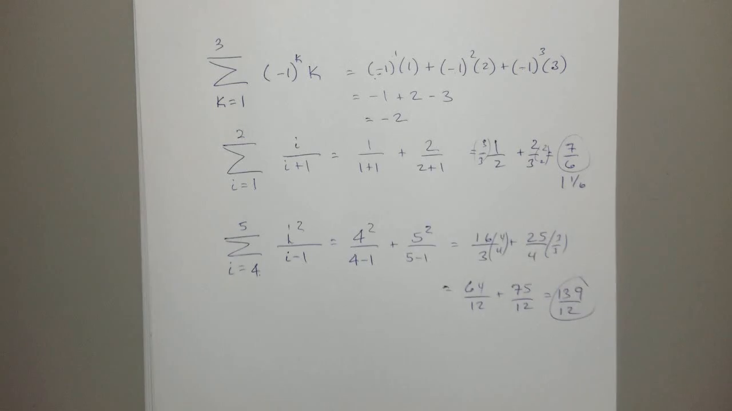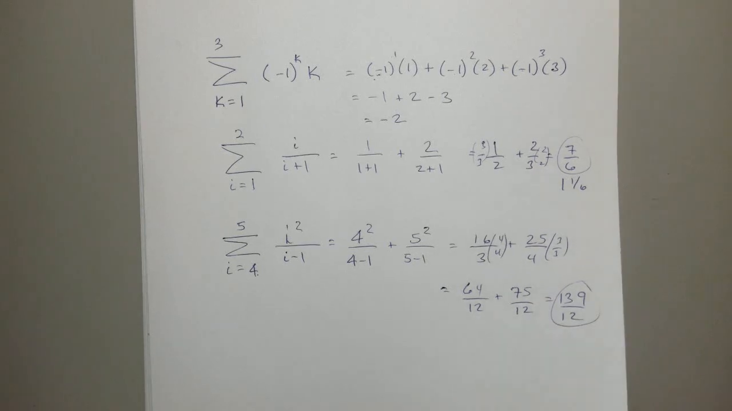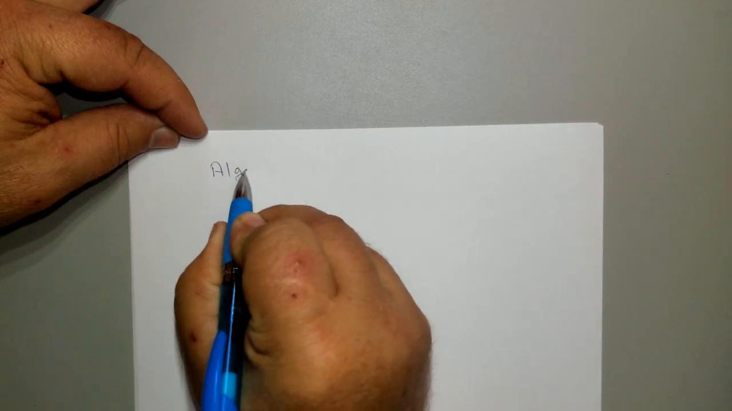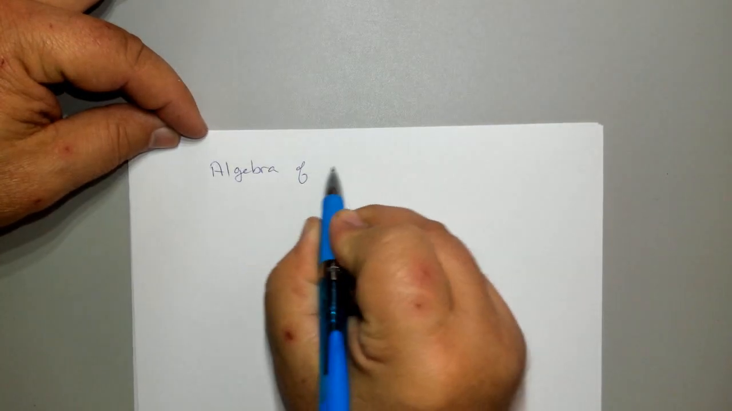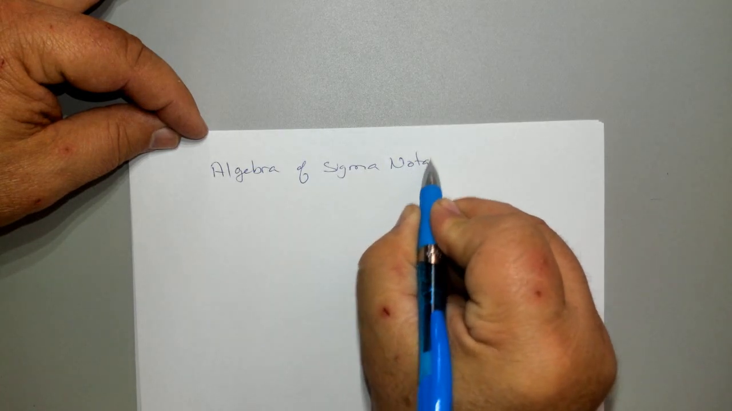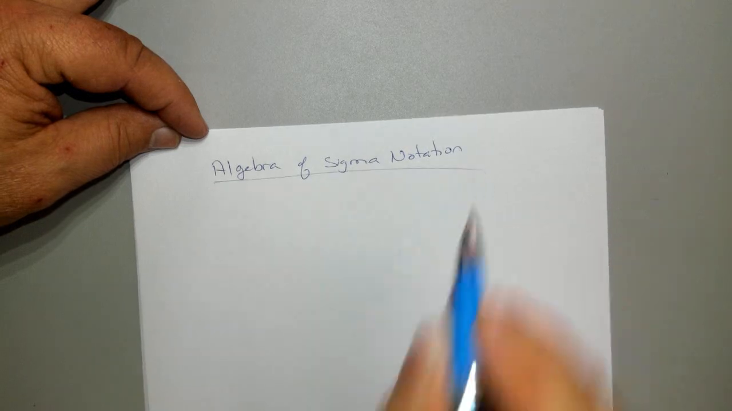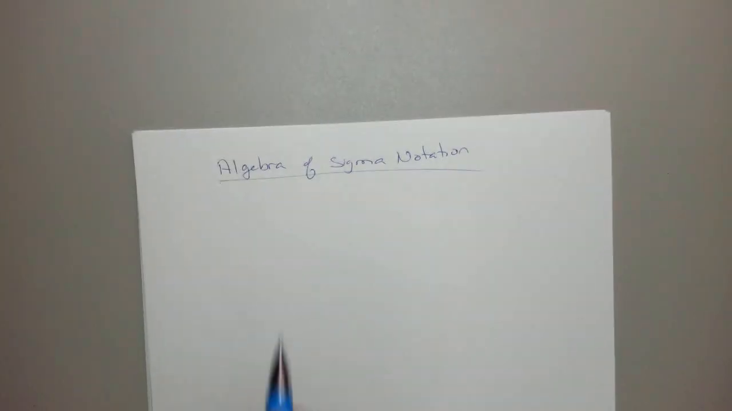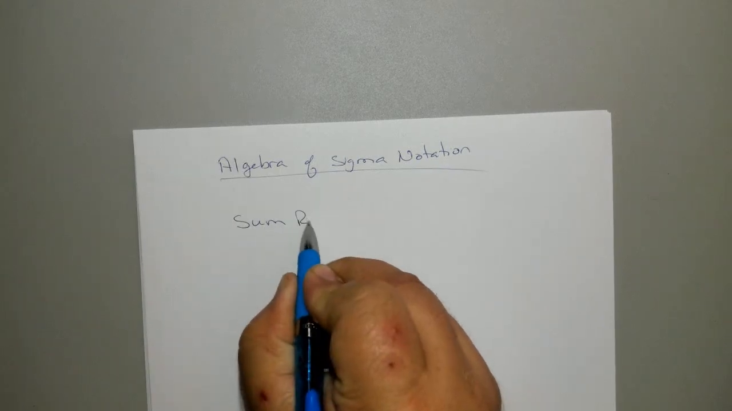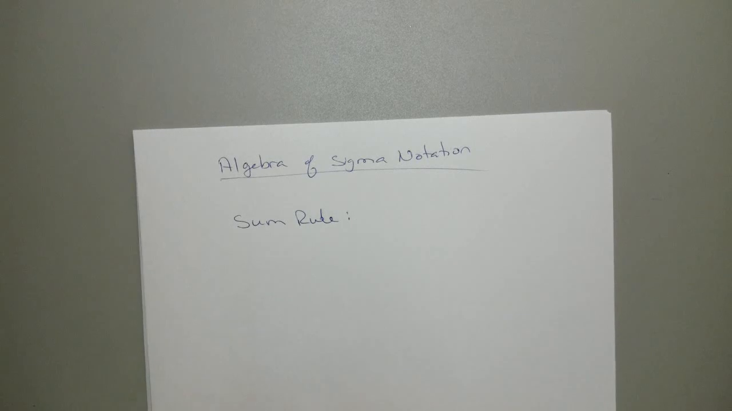So that's how you interpret sigma notations. Some properties, if you're ever faced with the algebra of summations: the sum rule is the first one.